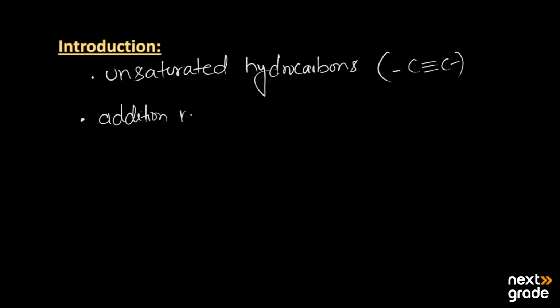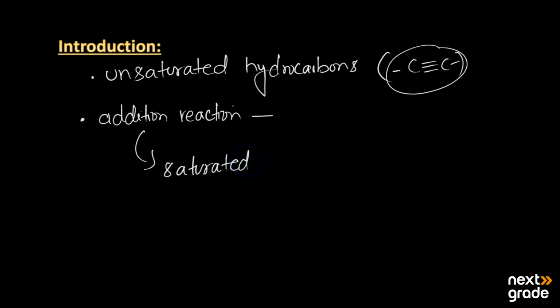the addition reaction, and that addition takes place at the triple bond, and in this way they can easily be converted into saturated hydrocarbons. So the unsaturated hydrocarbon can be converted into saturated hydrocarbons by the reaction of simple alkynes with halogens or with hydrogen. So by the help of addition reaction, we can have the saturated hydrocarbons from the unsaturated hydrocarbon. So let's have a look at what the reactions are.